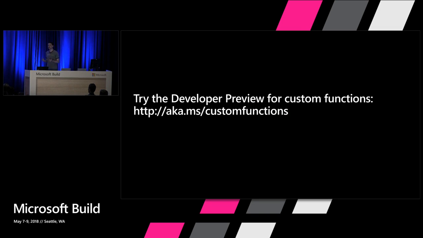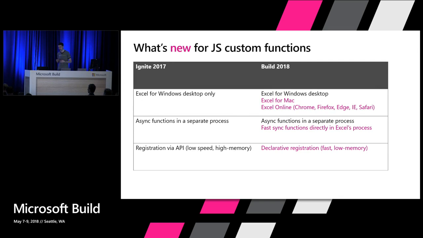I mentioned that we're in preview for custom functions, and I'll just plug the URL of that again, aka.ms/customfunctions. You can try it out right now. It's been available in preview for 6 months now. And starting today, you can try out all the new features that I've talked about. What are those new features?